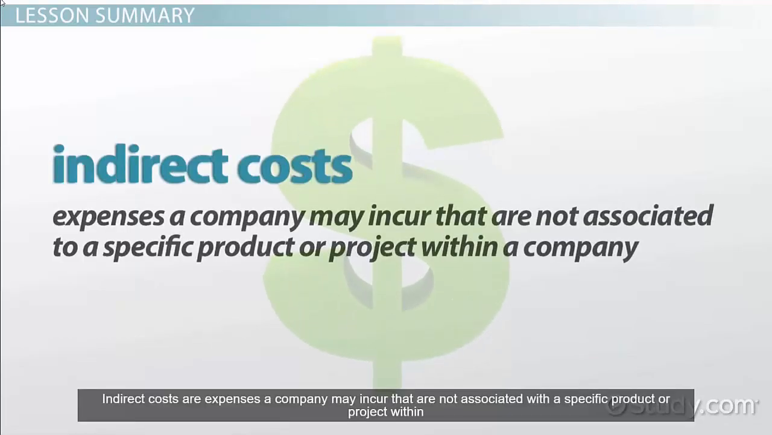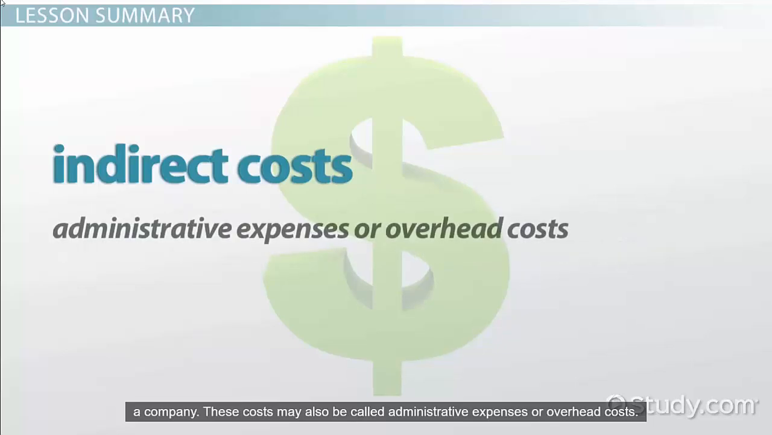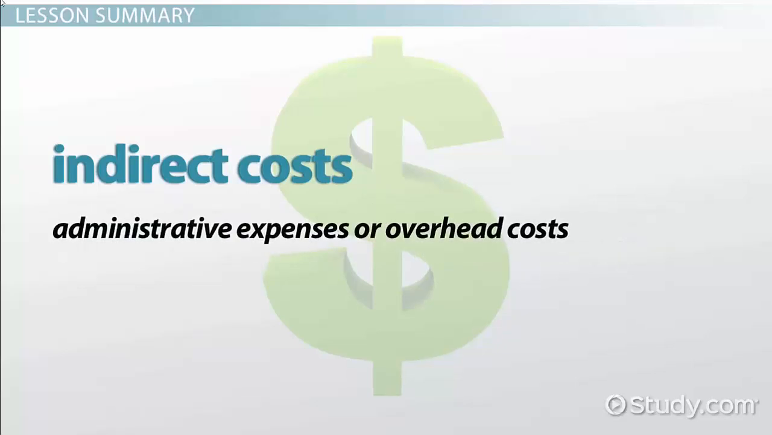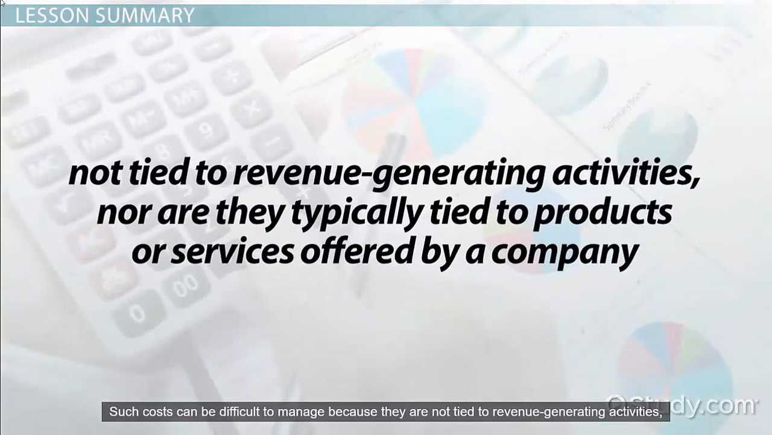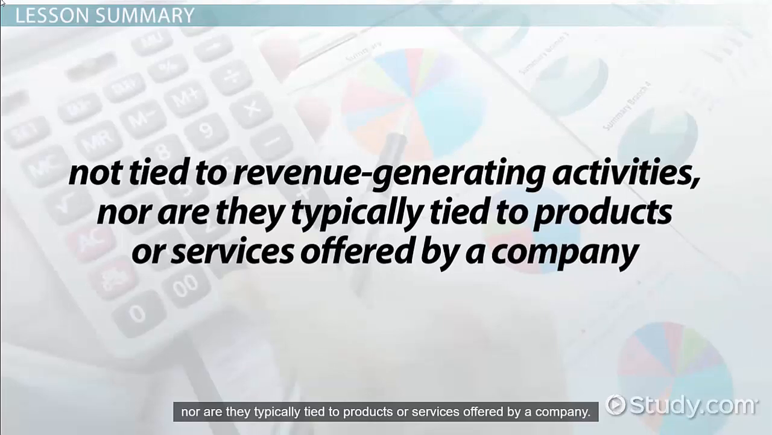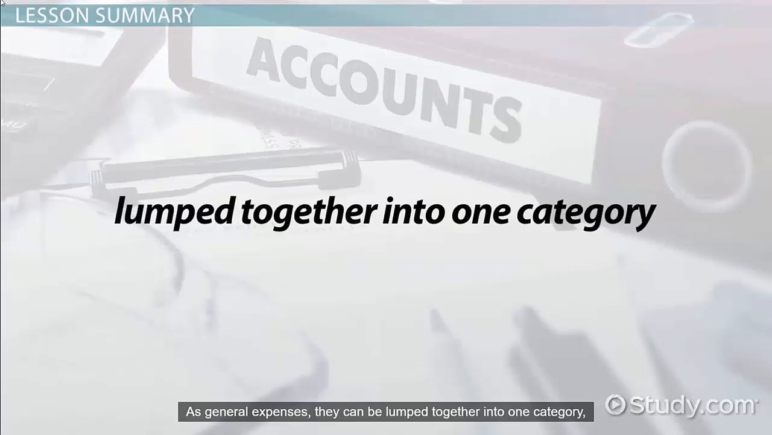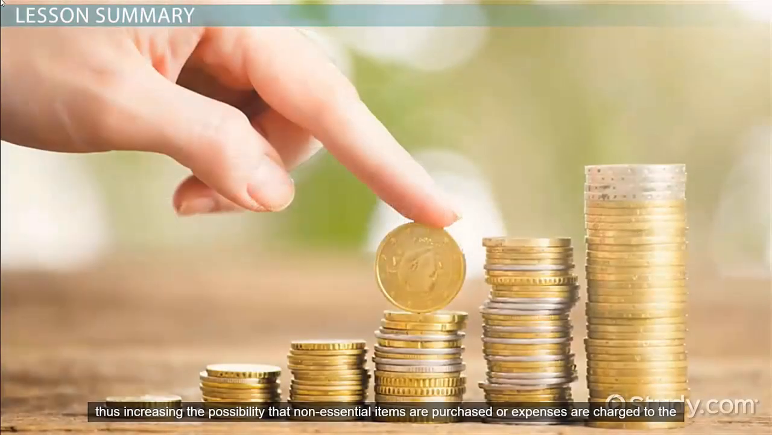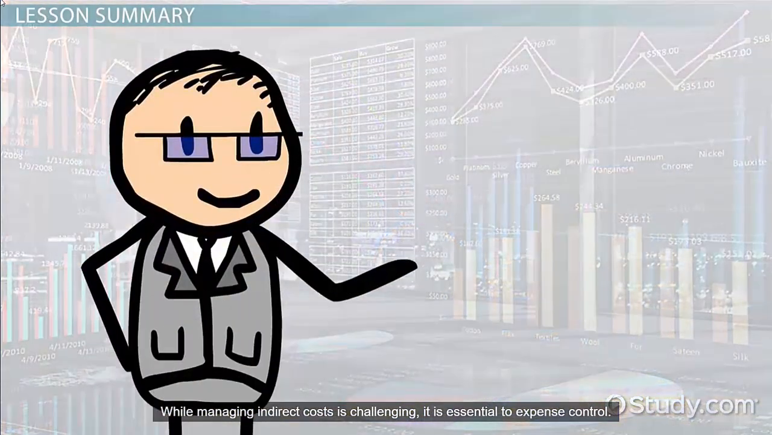Indirect costs are expenses a company may incur that are not associated to a specific product or project within a company. These costs may also be called administrative expenses or overhead costs. Such costs can be difficult to manage because they are not tied to revenue-generating activities, nor are they typically tied to products or services offered by a company. As general expenses, they can be lumped together into one category, thus increasing the possibility that non-essential items are purchased or expenses are charged to the company that are not legitimate costs. While managing indirect costs is challenging, it is essential to expense control.